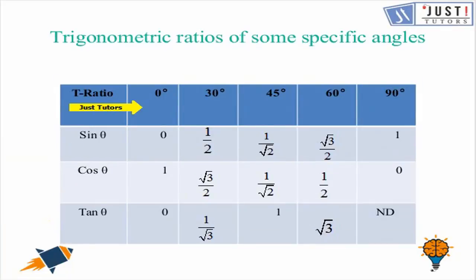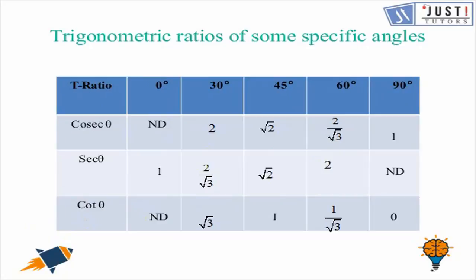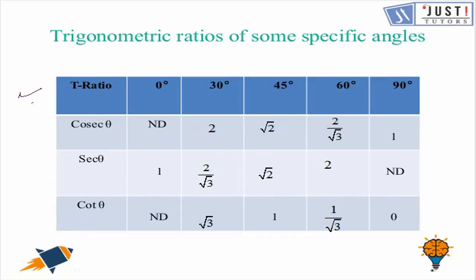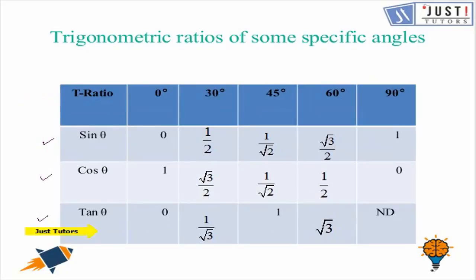Sine 0 degrees is 0, sine 30 degrees is half, sine 45 degrees is 1 over under root 2, sine 60 degrees is under root 3 by 2, and sine 90 degrees is 1. Likewise, we can read the table for all the other ratios as well. Now, we've already discussed that cosec, sec and cot are just the reciprocals of sine, cos and tan respectively. Hence, we need not learn all the values of this table. We just need to keep in mind sine, cos and tan. But it is still really very difficult to learn all the values.